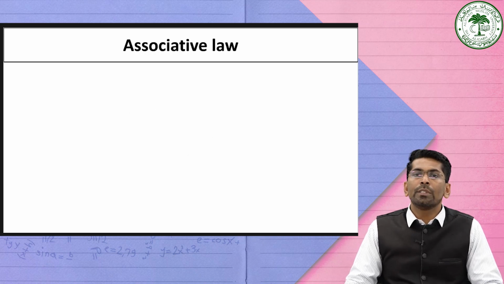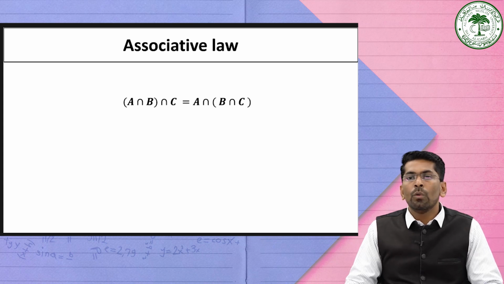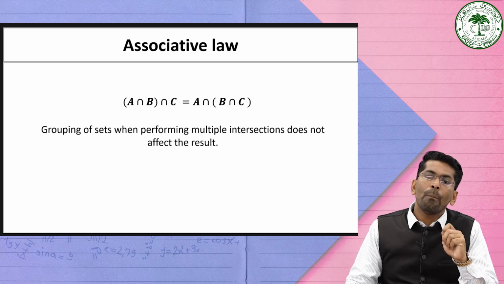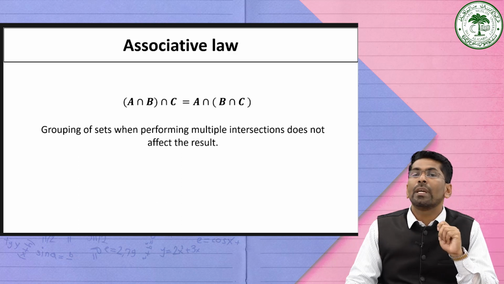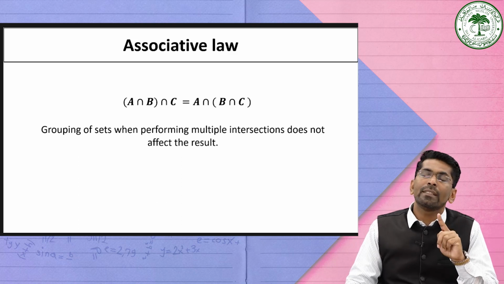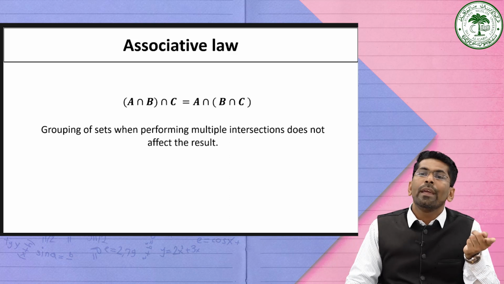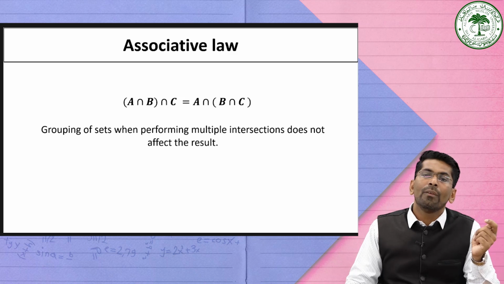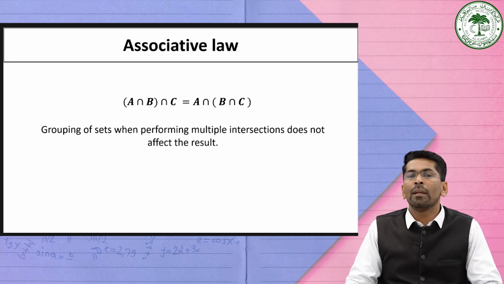The second law associated with set intersection is the associative law, which says that (A intersection B) intersection C is equal to A intersection (B intersection C). The associative law emphasizes that the grouping of sets when performing multiple intersections does not affect the result. Whether you first intersect A and B and then intersect the result with C, or first intersect B and C and then intersect the result with A, you will end up with the same set of common elements.